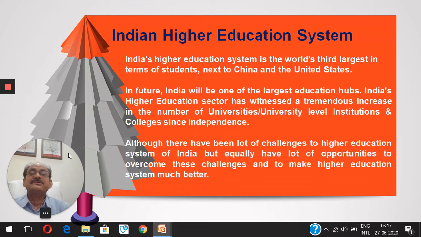India's higher education system is the world's third largest in terms of students, next to China and the United States. This is very important. The Indian higher education system is a very big education system in the world. It is third as far as the numbers are concerned. In future, India will be one of the largest education hubs.